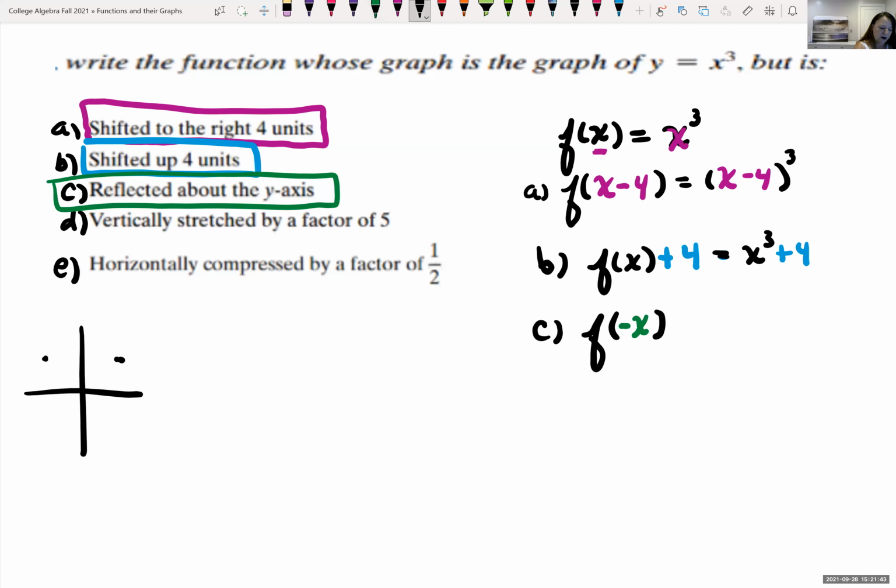So go back to our original function, f of x equals x cubed, and wherever we see an x, we're going to replace that with a negative x. And so in this case, this is equal to negative x quantity cubed, which we can simplify. Negative x times negative x is positive x squared, times another negative x. We could write that as negative x cubed.